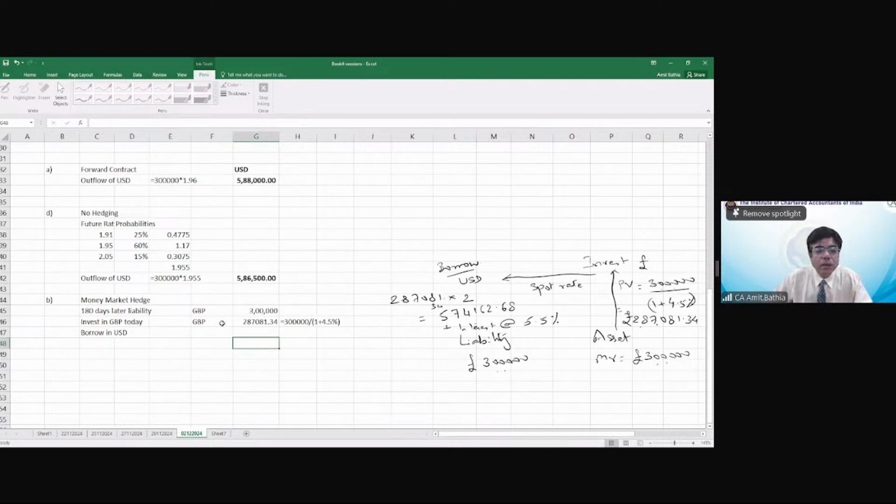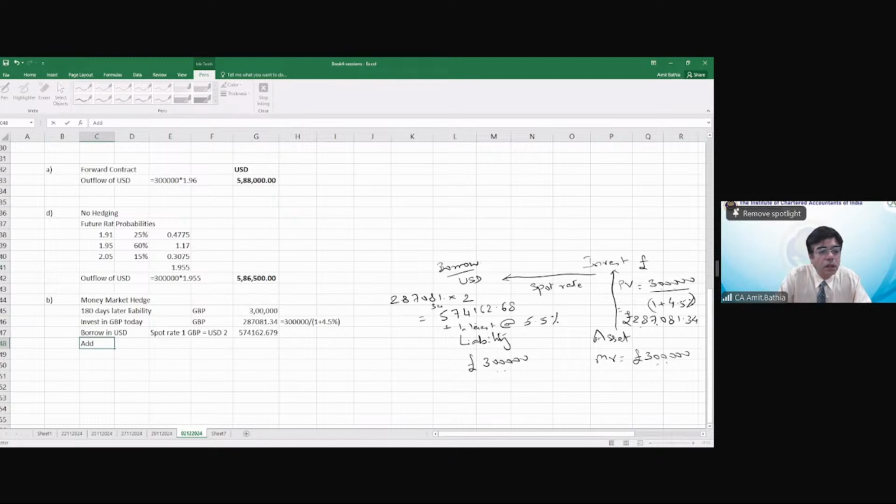Now I need to invest in GBP today. So I need 287,081. So borrow in USD, how much? The prevailing spot rate is 1 GBP equals USD 2. Am I right? Already given in the question. So I'm going to say 287,081 into 2. So I need 574,162.68 USD. This is my borrowing today.